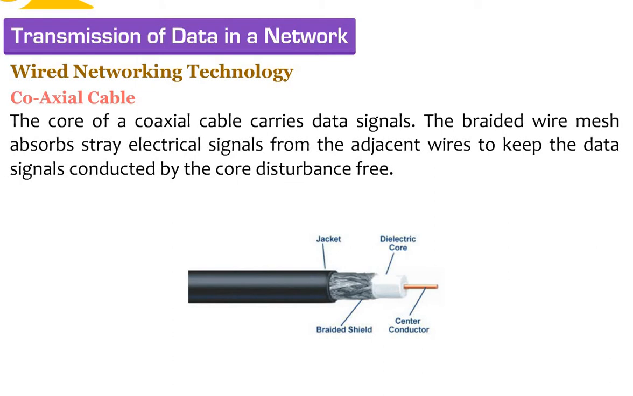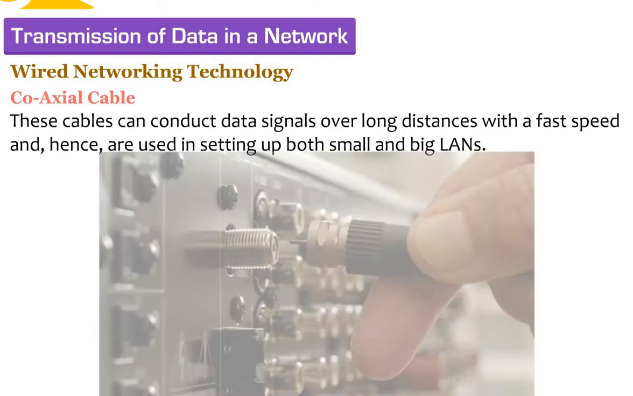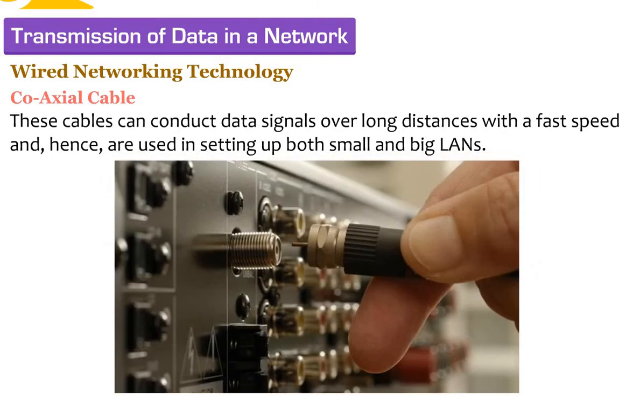The braided wire mesh absorbs stray electrical signals from the adjacent wires to keep the data signals conducted by the core disturbance-free. These cables can conduct data signals over long distances with a fast speed and hence are used in setting up both small and big LANs.